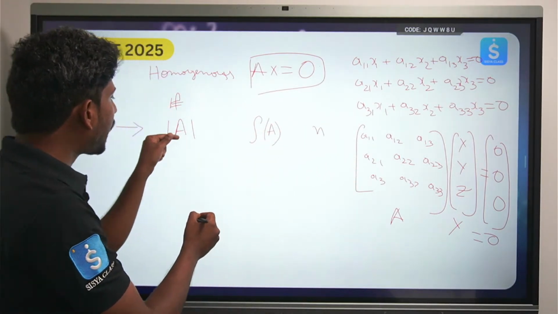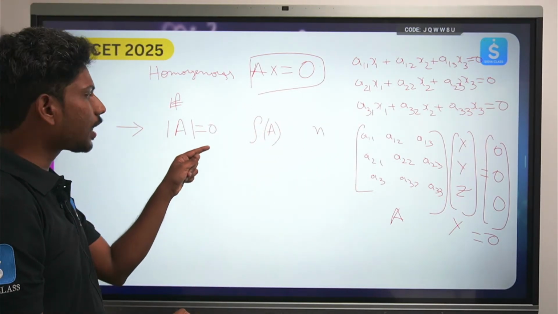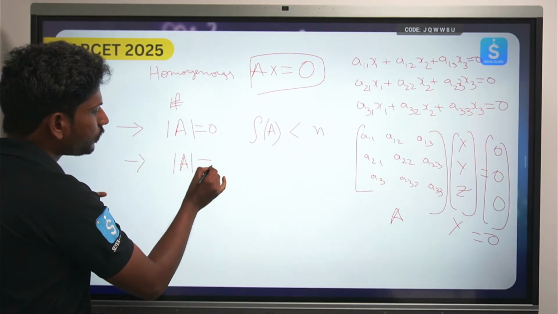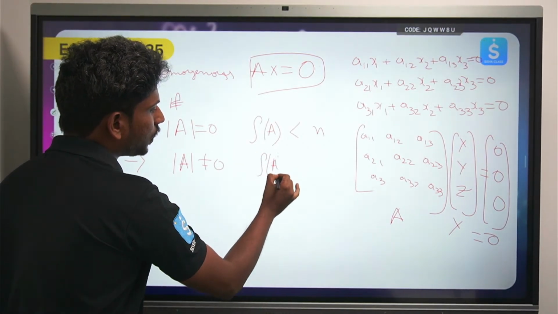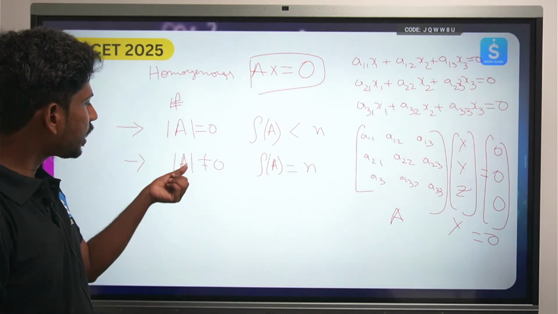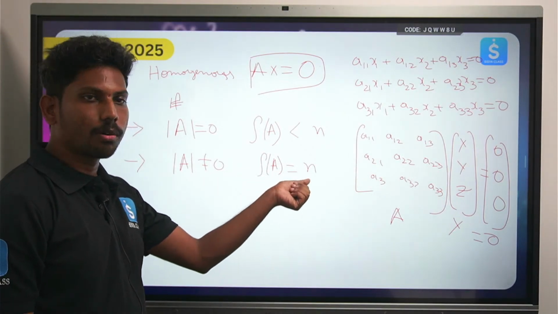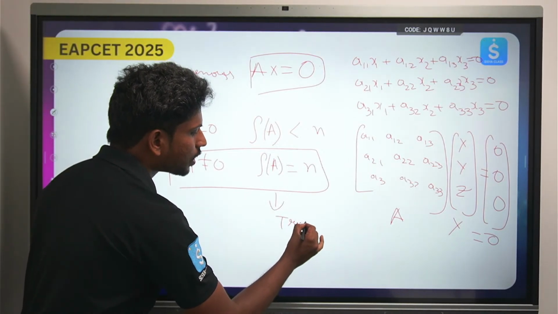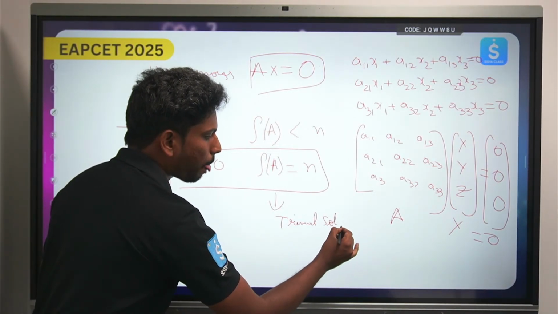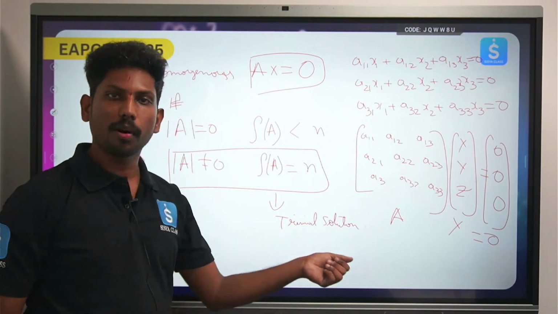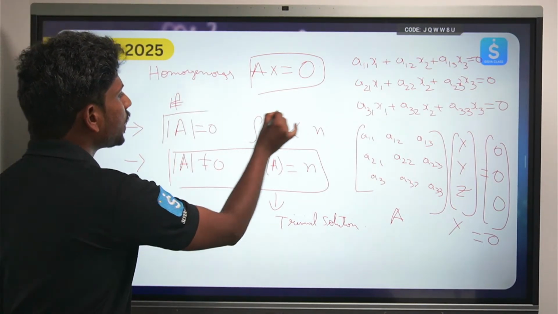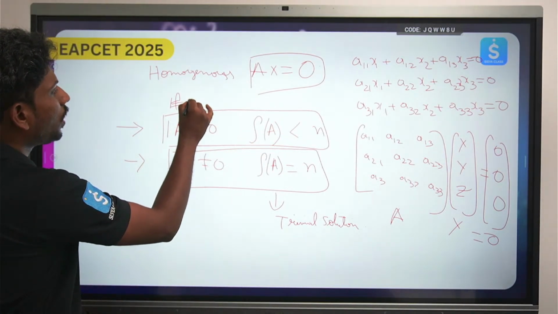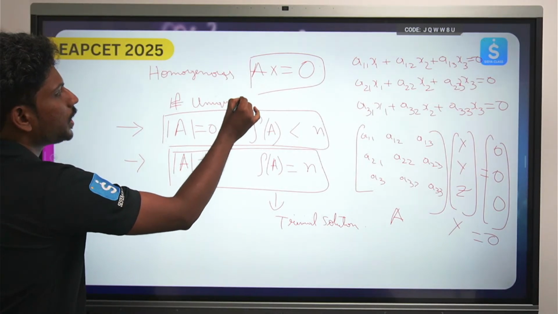If the determinant equals 0, what does that mean? Rank is less than n. If determinant is not equal to 0, that means rank equals n. So when the determinant is not equal to 0, rank equals n. In this case this is called the trivial solution, that is the 0 solution, meaning there is no other possibility other than 0. But here, if you see, when det of A equals 0, rank of A is less than n, and this is called the unique solution.